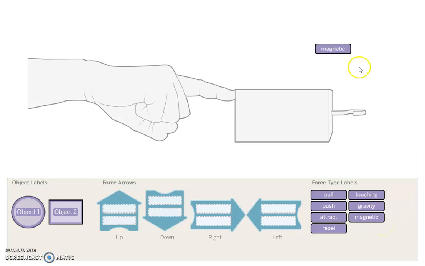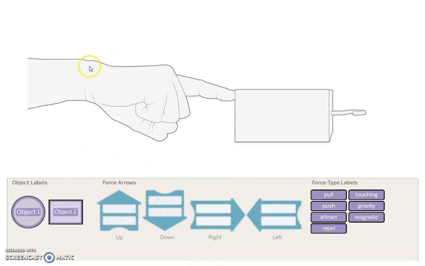And lastly, we have magnetic. Now, magnetic is a force that works with magnets. We were talking about this in class, and we even had a few examples where we got to play with some magnets. So what we're going to do today is we're going to show a few images, and then right here we're going to help label what's happening.